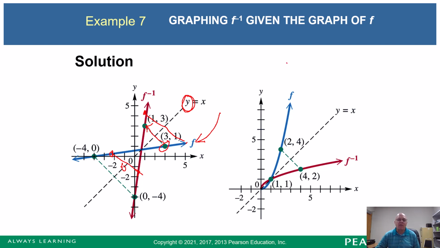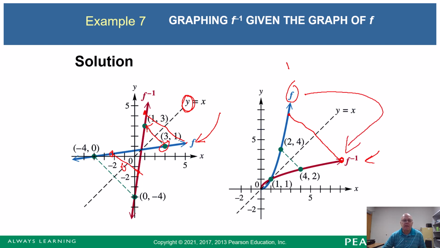A better example over here, we're starting with this one. Each of these points, if you take a perpendicular to that y equals x, go the same distance on the other side, get the corresponding point on the other side, which is on the inverse function. So take those blue points, switch each one the x and the y values, and you get points on the inverse function. So these points get converted to these points.